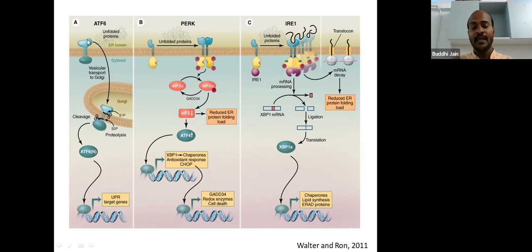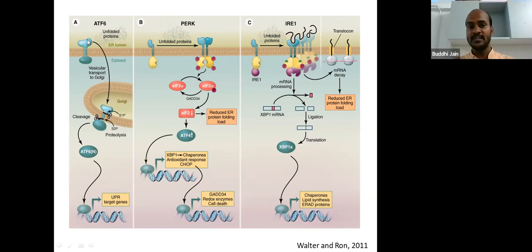What these receptors do is mediate the downstream signaling, known as unfolded protein response signaling. And what is the primary role of this UPR signaling? They try to restore the ER homeostasis.